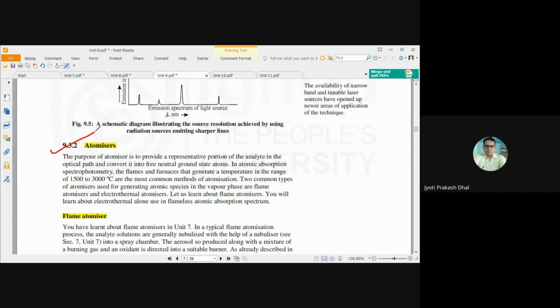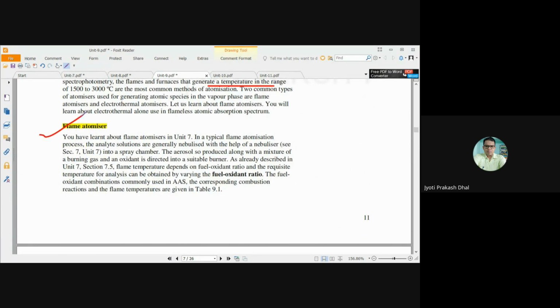Then the atomizer. The purpose of the atomizer is to provide a representative portion of the analyte into the optical path and convert it into free neutral ground state atoms in atomic absorption spectrometry. The flames and furnaces generate temperatures in the range of around 1500 to 3000 degrees Celsius. Then the flame atomizer.